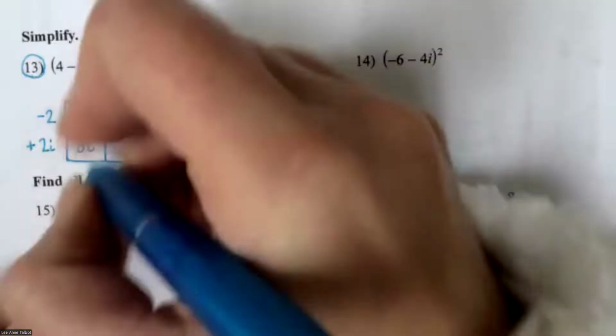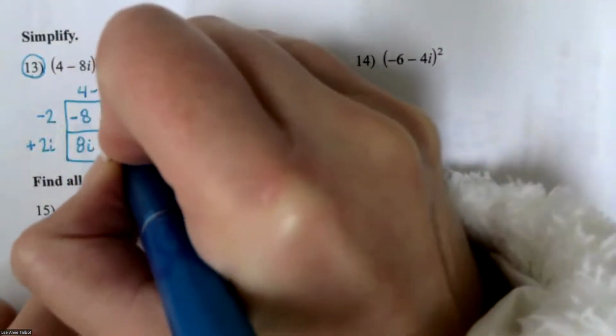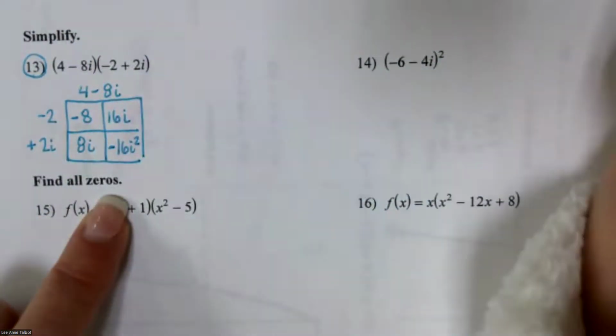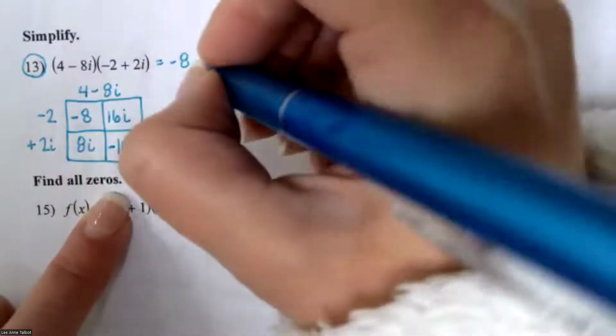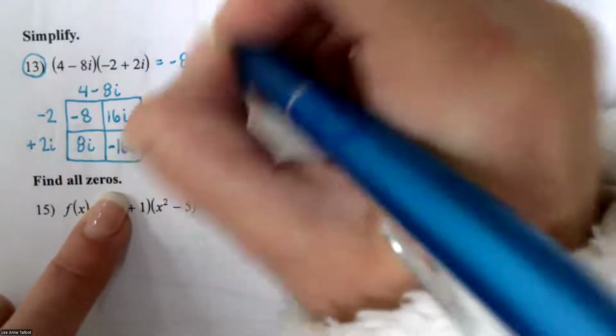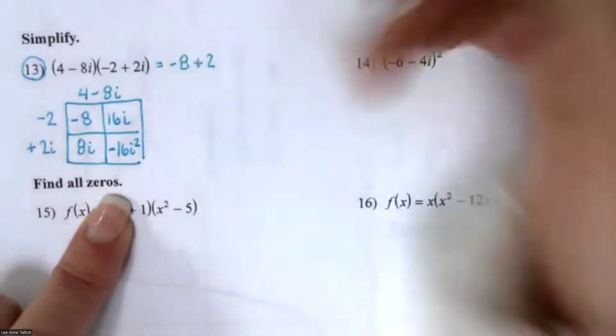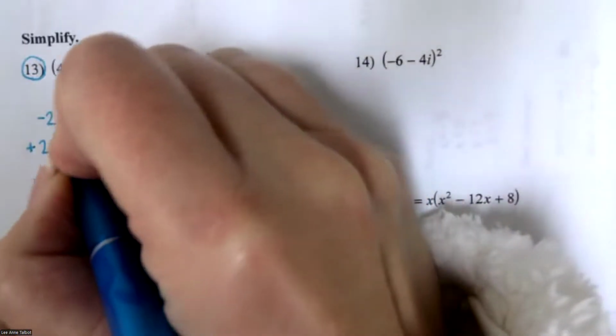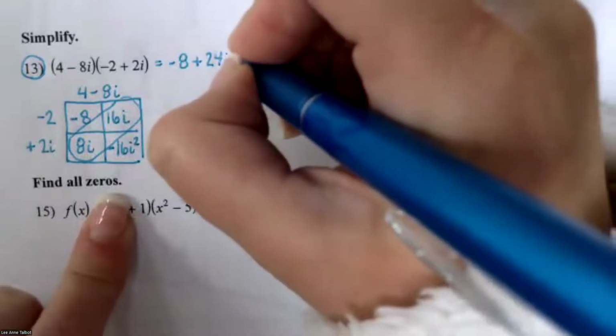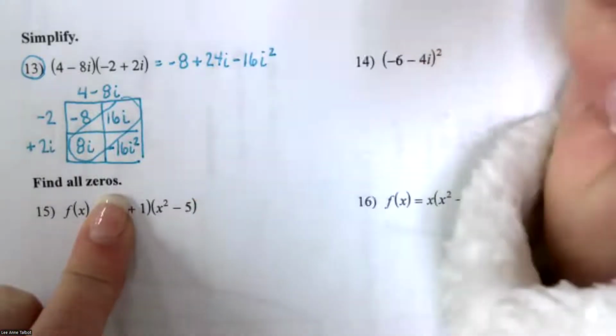8i, negative 16i squared. Negative 8 plus 24i. If I combine those, minus 16i squared.